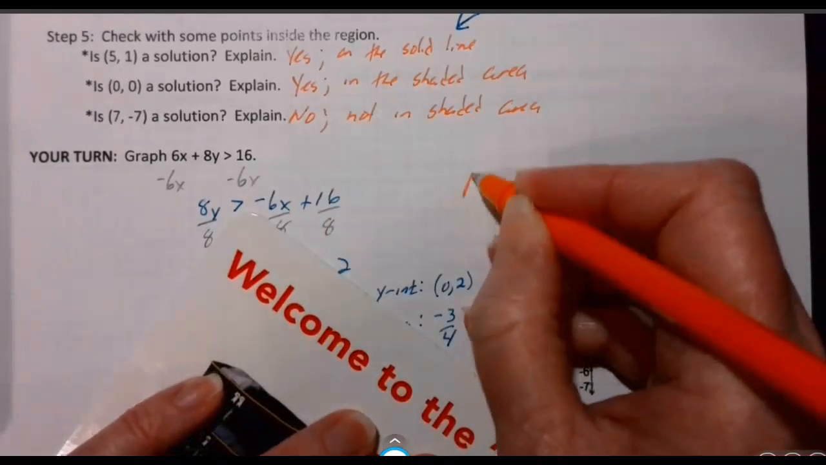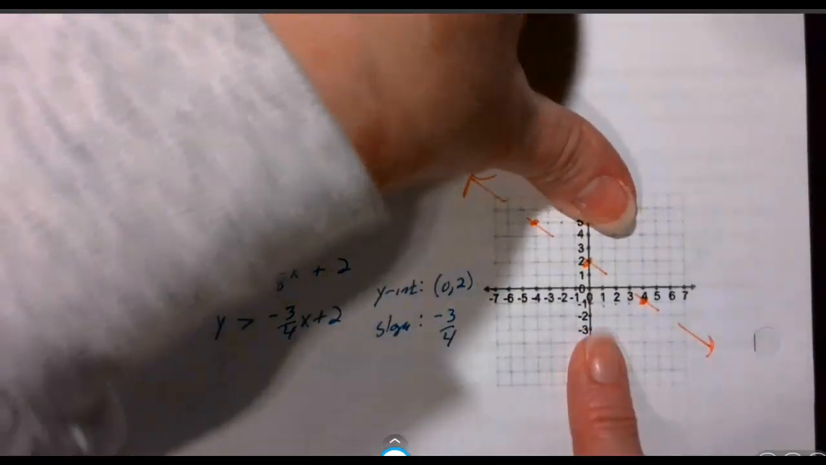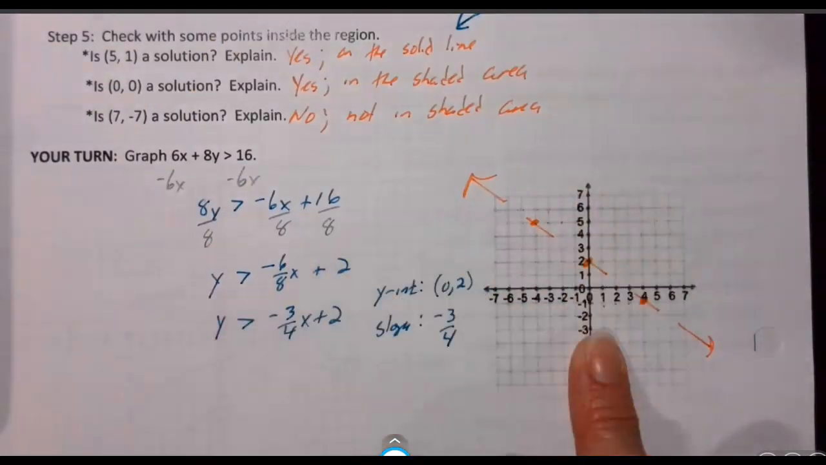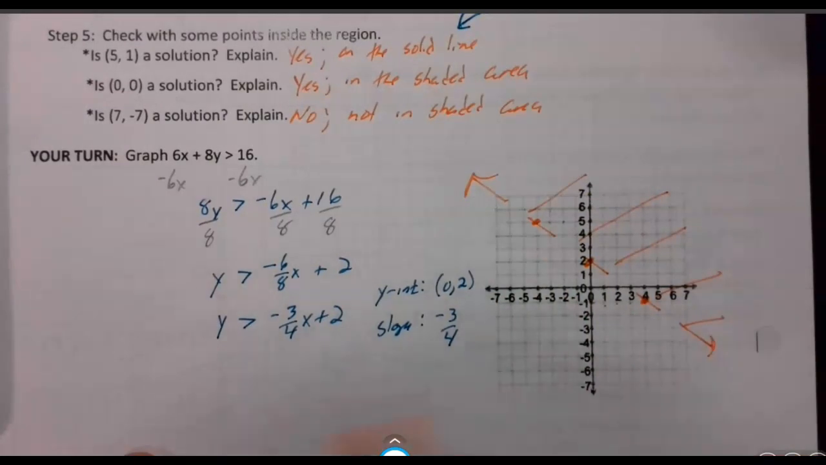There we go, dashed line. Now we're going to determine where we shade. Y is greater than. So where is y bigger? Y is bigger up here with my thumb. So I'm going to shade above the line. I'm going to shade above the line because it's where y is greater.